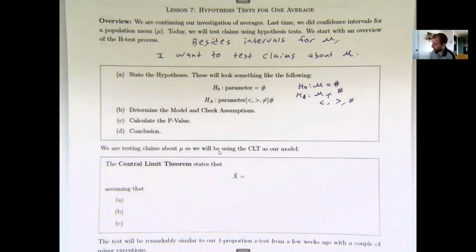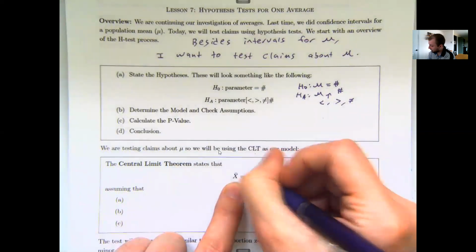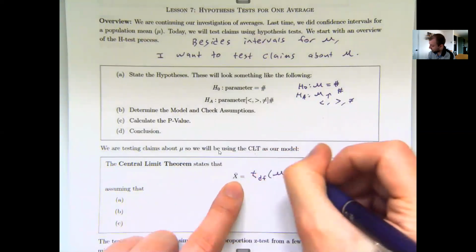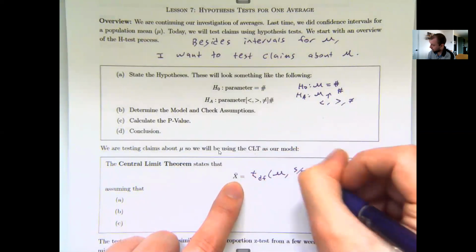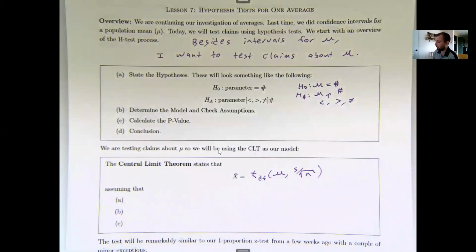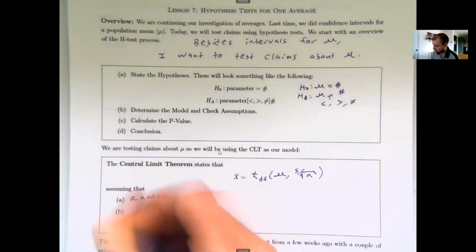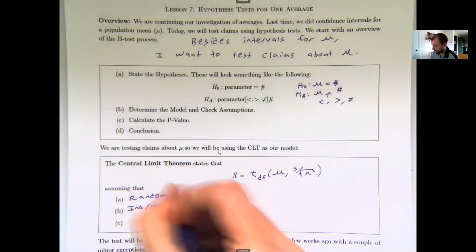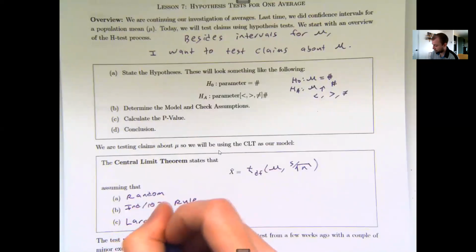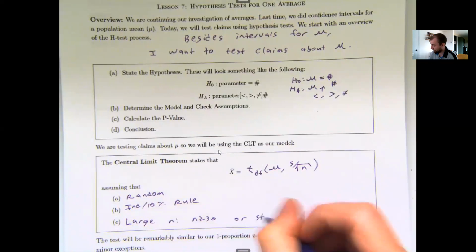I actually already have the model. My model is a central limit theorem which says that x bar follows a t distribution with some degree of freedom, average of mu, and standard deviation of s over the square root of n. If I know s, I use t. If I know sigma, I would use z-scores instead. Assuming it's random, assuming independence, back up for that is the 10% rule. And assuming I have a large sample, large in this case meaning 30 or more, or it starts normal.